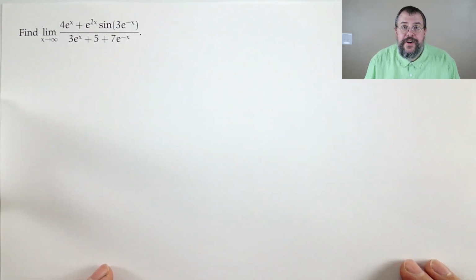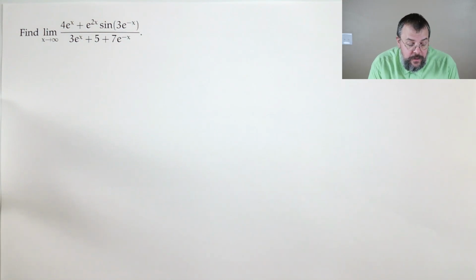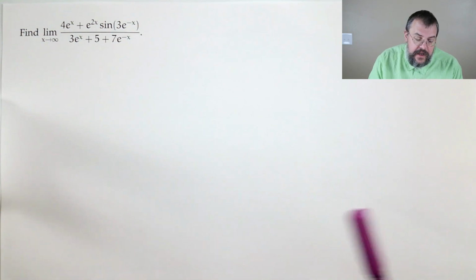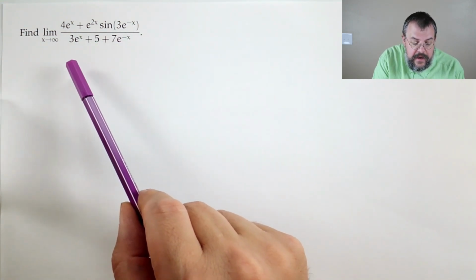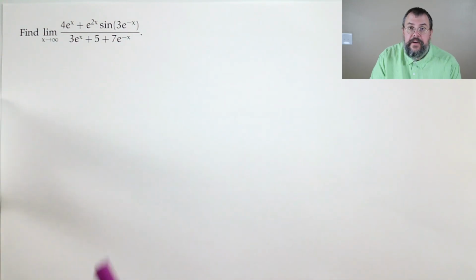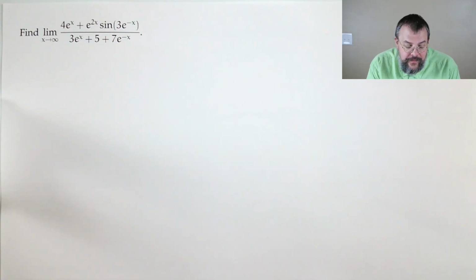Now, let's try another problem. Find the limit as x goes towards infinity of e to the x plus e to the 2x sine of 3e to the negative x, divided by 3e to the x plus 5 plus 7e to the negative x. Okay, cool. Now, what do we do?